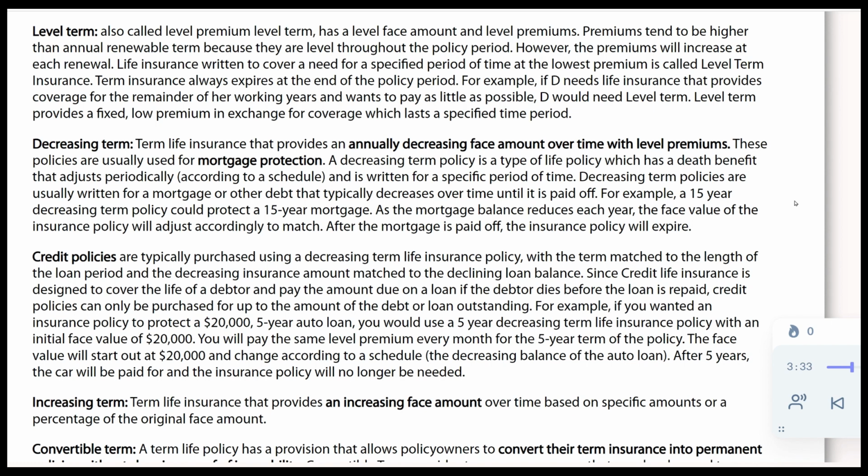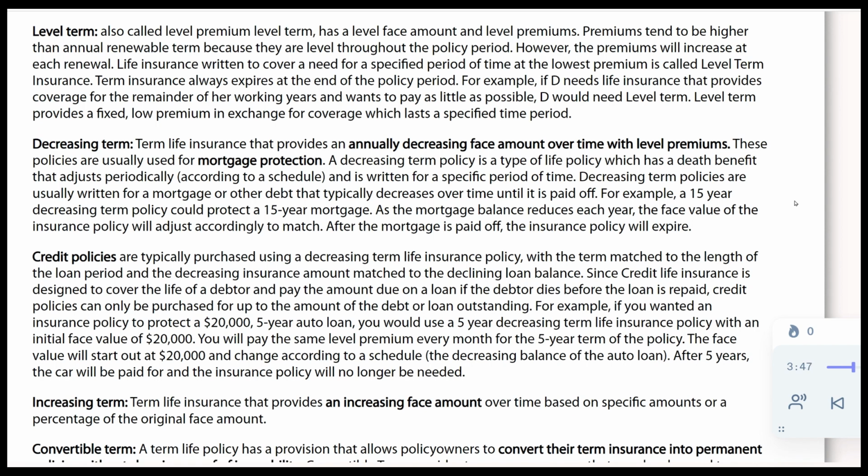You will pay the same level premium every month for the 5-year term of the policy. The face value will start out at $20,000 and change according to a schedule, the decreasing balance of the auto loan. After 5 years, the car will be paid for and the insurance policy will no longer be needed.